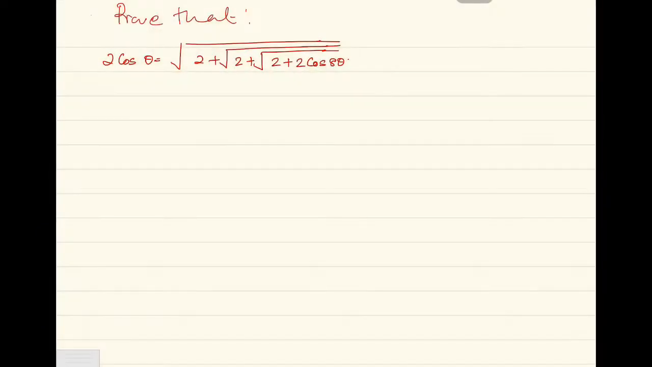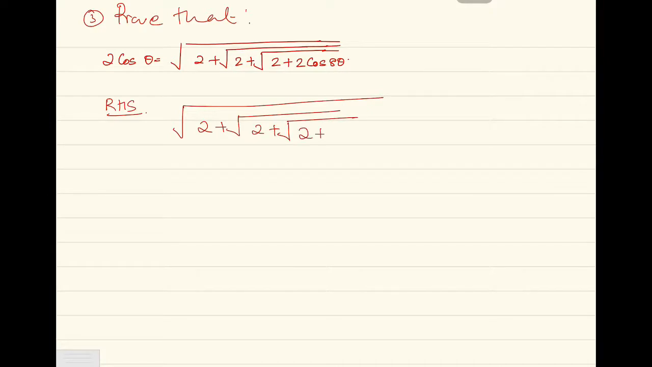Okay, the third sum: prove that 2 cos theta equals under root 2 plus root 2 plus root 2 plus 2 cos 8 theta. So now here if you see, the left hand side is much bigger than the right hand side. So in this particular sum we will start from the right hand side. So we have under root 2 plus under root 2 plus under root 2 plus 2 cos 8 theta, isn't it?